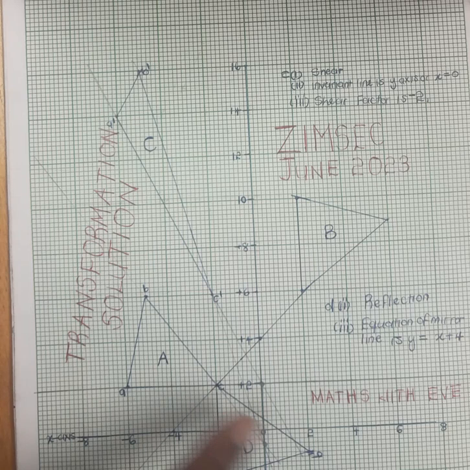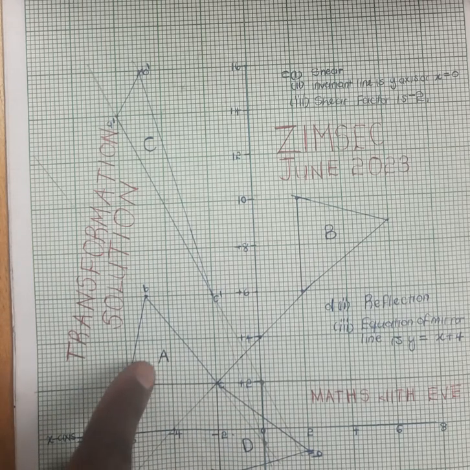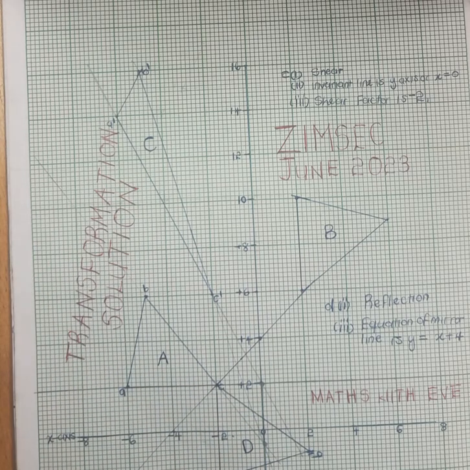And this one is an example of shear from A to C. Can you see now that it is deformed? And this is an example of a diagram that shows shear.